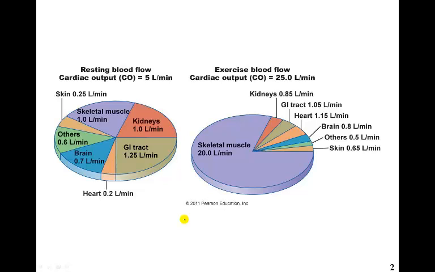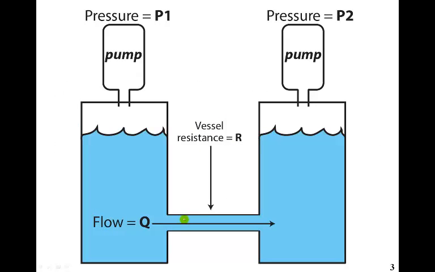Okay, so what determines where blood flows, how much blood flows in the body? Here is a really simple drawing I put together to illustrate how fluid flow is controlled. What we have here are two chambers with fluid in them connected by a vessel, a tube with resistance R. We want to measure the flow through that tube. The symbol for flow is Q.